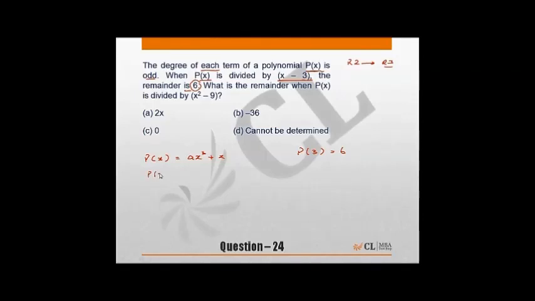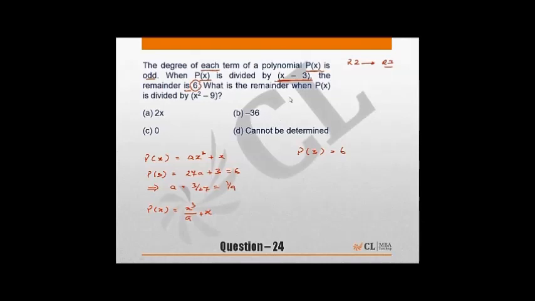So what is P(3) out here? It is 27a plus 3 should be equal to 6. So this implies that a will be equal to (6 minus 3) by 27, or 1 by 9. Or in other words, I can say P(x), which is equal to x cube upon 9 plus x, is a polynomial which when divided by x minus 3 will leave a remainder 6, so it satisfies the condition.